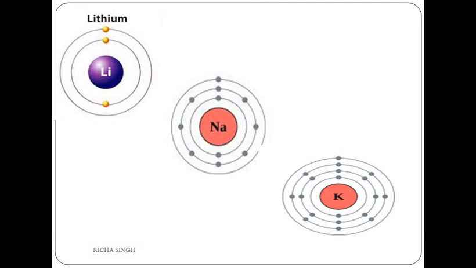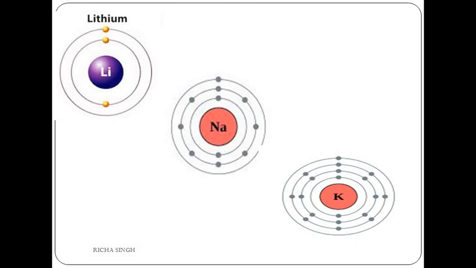So as the atomic size increases, the hold of the nucleus on electrons decreases and therefore the tendency to lose electrons increases because the hold is decreasing. When the number of shells increases, the hold of the nucleus on electrons decreases and thus electrons can be shared or lost. Therefore, metallic character increases down the group. Because down the group, what is happening? The atomic size is increasing.